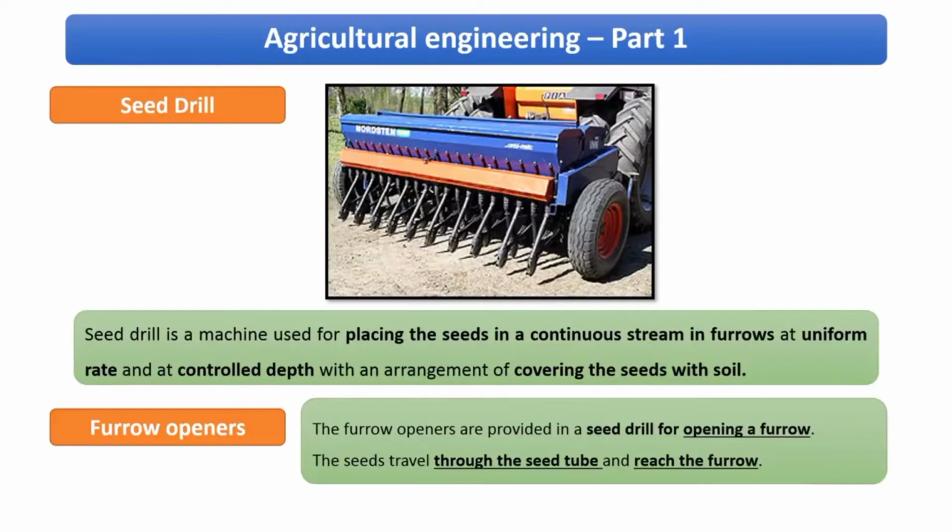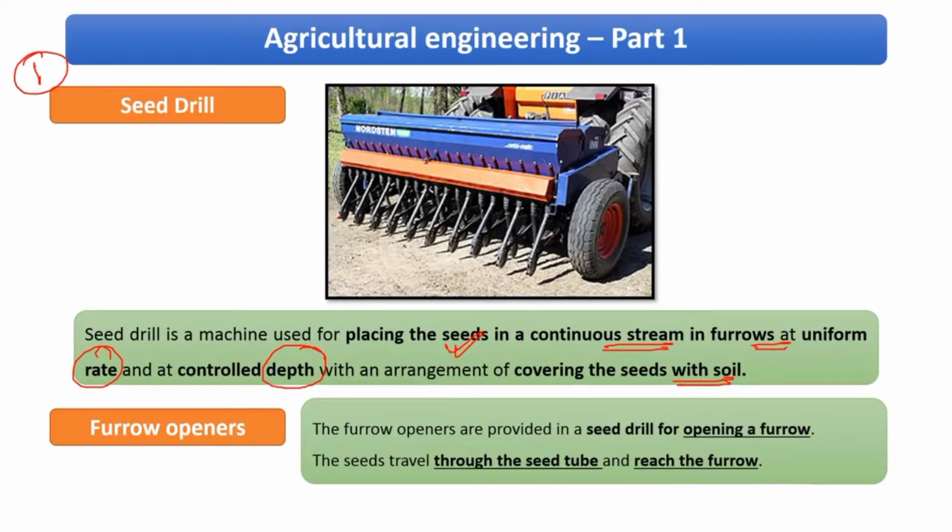So the first thing that we need to keep in mind is the seed drill. Now you can see here in the picture, this is a machine, a seed drill machine. And it is actually used to place the seeds in a continuous stream in furrows at a uniform rate and at a controlled depth, plus with an arrangement of covering the seeds with soil. So you can see it is doing a number of operations.